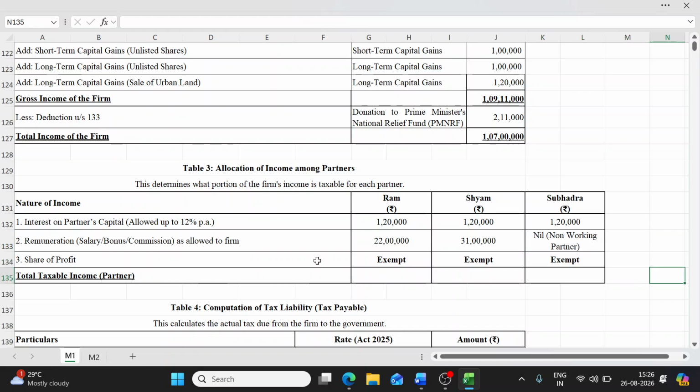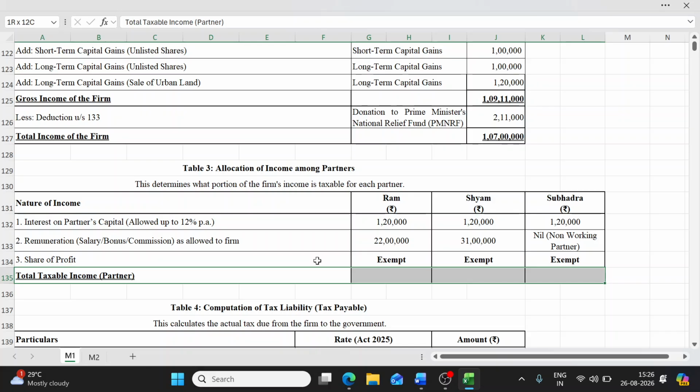So now we will calculate the total taxable income in the hands of the partners. In case of Ram, it is 23 lakhs 20,000. Of Sham, it is 32 lakh 20,000, and in case of Subhadra, it is 1 lakh 20,000. It means Ram will pay tax on 23 lakhs 20,000, Sham will pay tax on 32 lakhs 20,000, and Subhadra will pay tax only on 1 lakh 20,000.